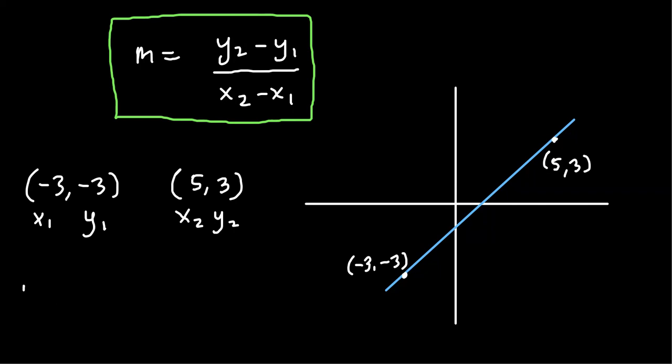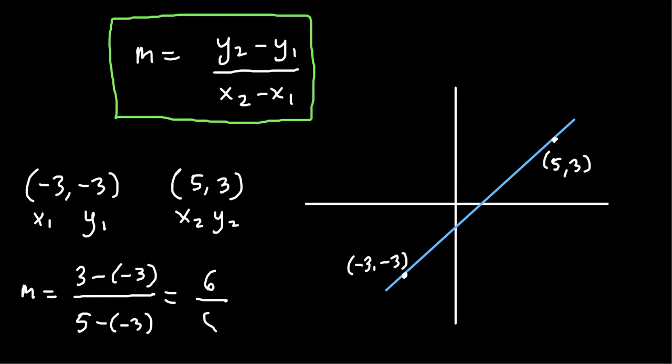Okay, so that would give m equals y2 minus y1, so 3 minus -3, over x2 minus x1, so 5 minus -3. And then you would just simplify that. So that becomes 6 over 8, and that gives 3 over 4. So that would be the gradient of the line.